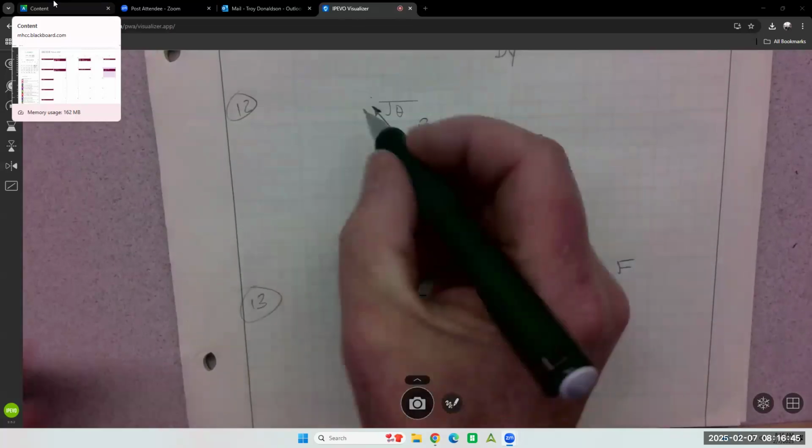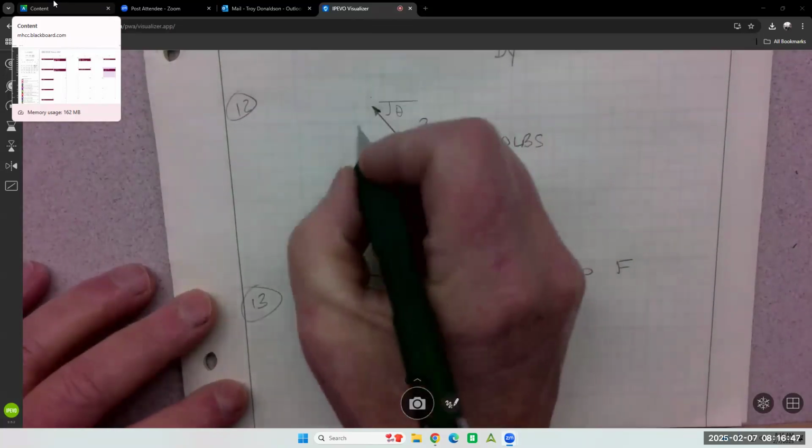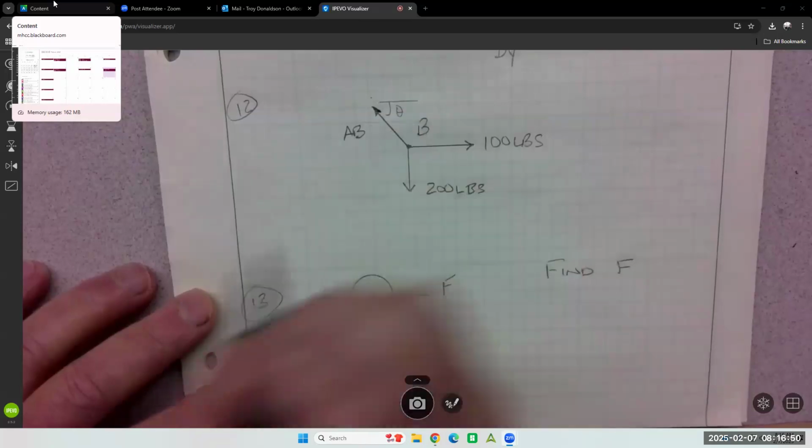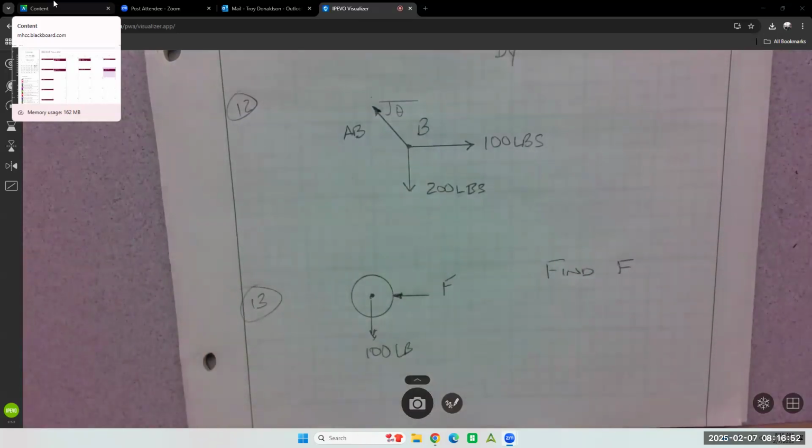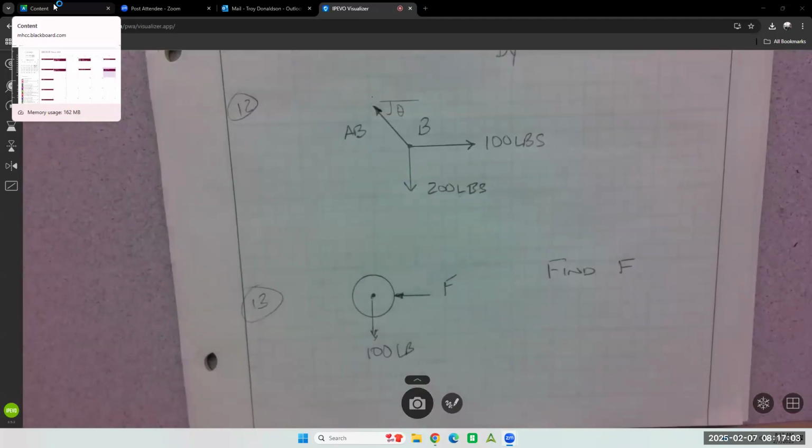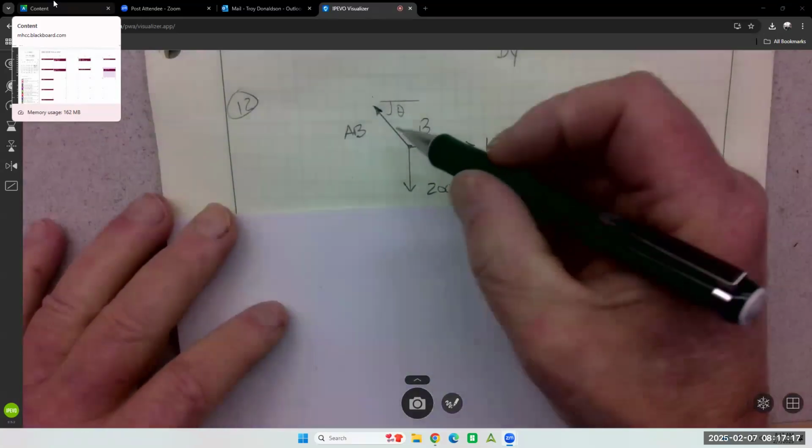We need to label this somehow. AB is what I'll call it. That's pretty common because the upper point was A, the lower point is B. We call it force AB. So they want to know what's the force in AB and what's the angle. So this is an actual equilibrium problem where we have to find those unknowns.